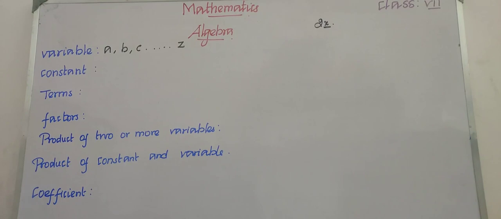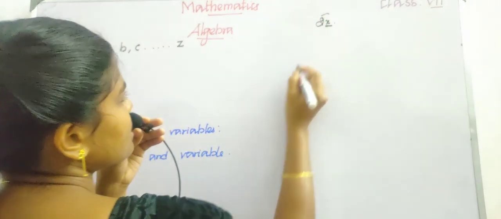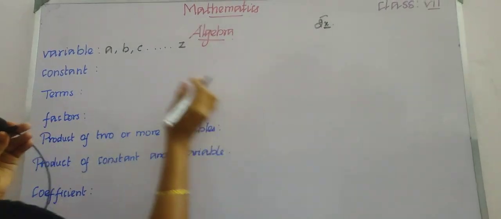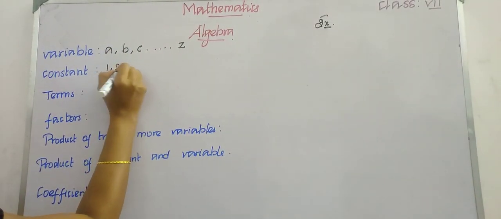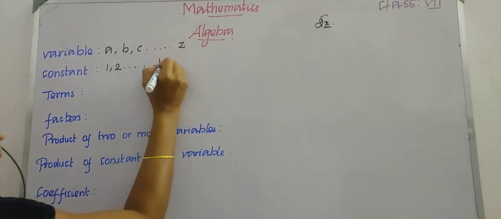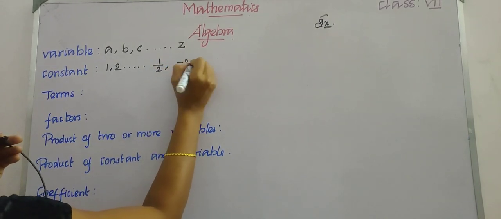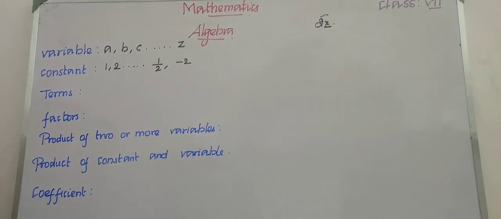And then constant. So here, what is the constant? This 2 is the constant. Simply, a number is called a constant: 1, 2, etc. And also we can write 1 by 2 or minus 2. Any of the numbers will be included in the constant.